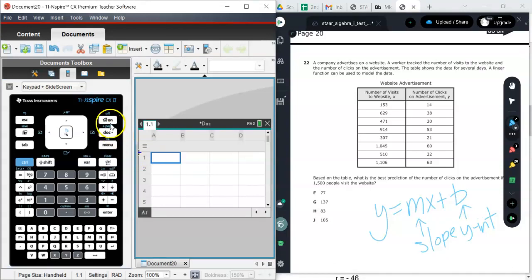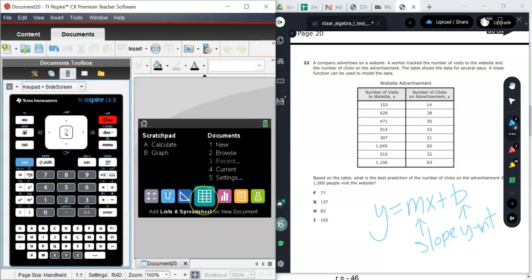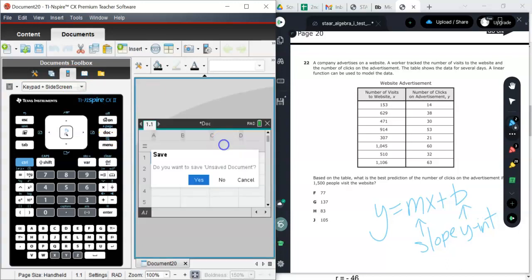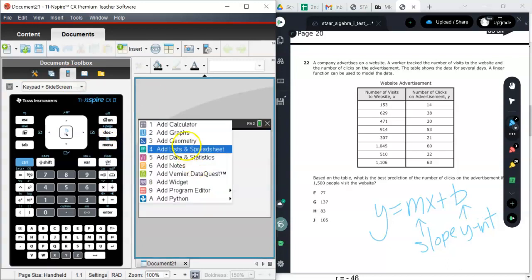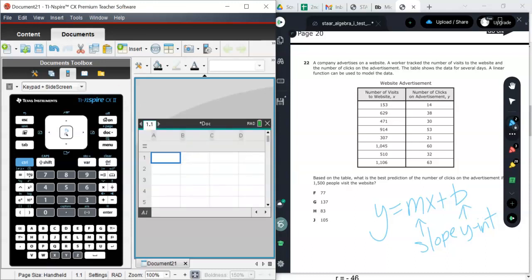If you look at the home page, I'll go back to the home page for you. You can click directly on the spreadsheet. You can also do new and choose a list or a spreadsheet. So there are multiple ways you can get there. So we're going to enter a spreadsheet.